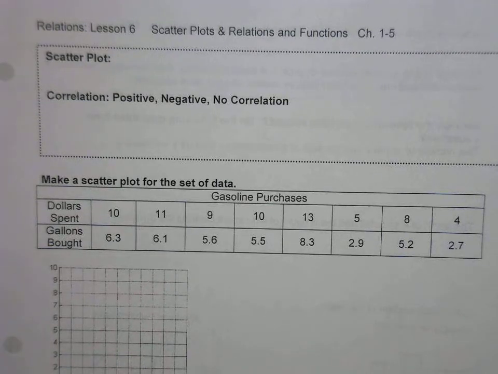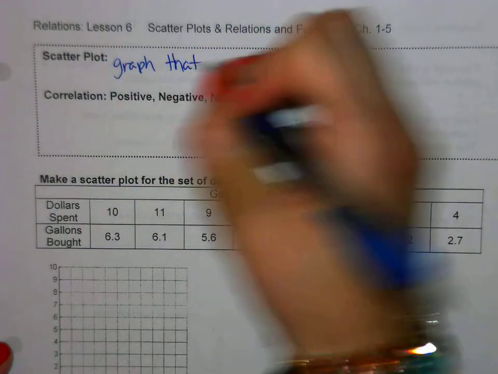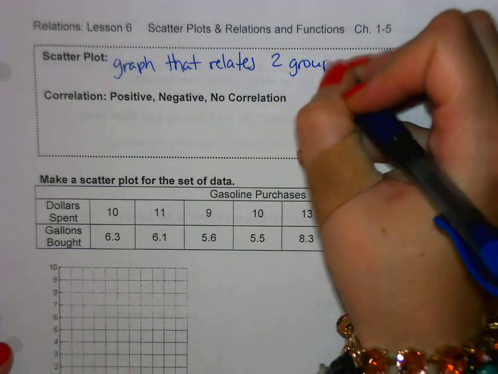Today we're looking at scatter plots and relations and functions. A scatter plot is a graph that relates two groups of data.